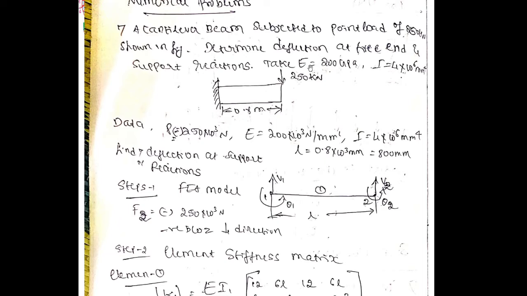And Young's modulus is given. Everything you can convert into mm. 200 GPa, that is nothing but 200 into 10 raised to 3 Newton per mm square. And moment of inertia is given in millimeters to the power 4. And L is also given, 0.8 meter. So convert into mm, 800 mm. What is the first question? We need to find the deflection and reactions. Second question, that you have to do it. Write neatly the data.